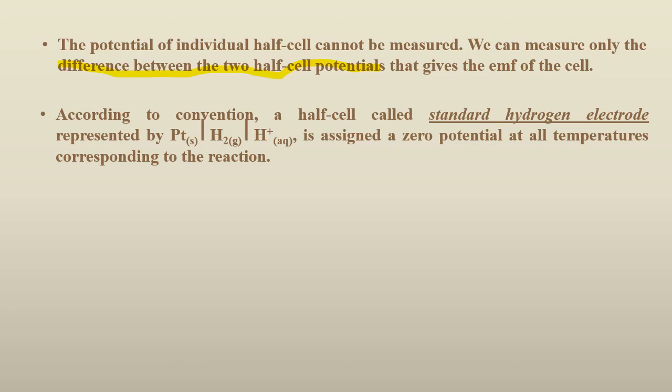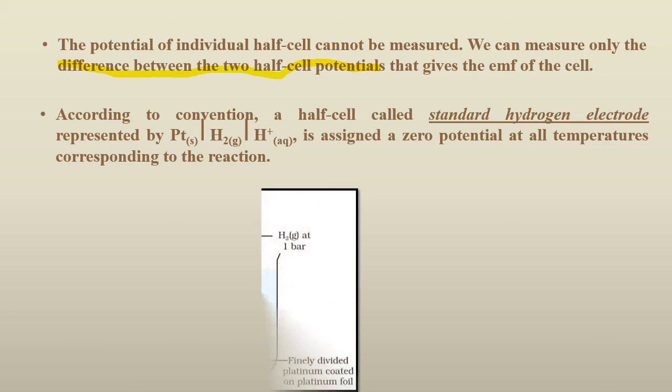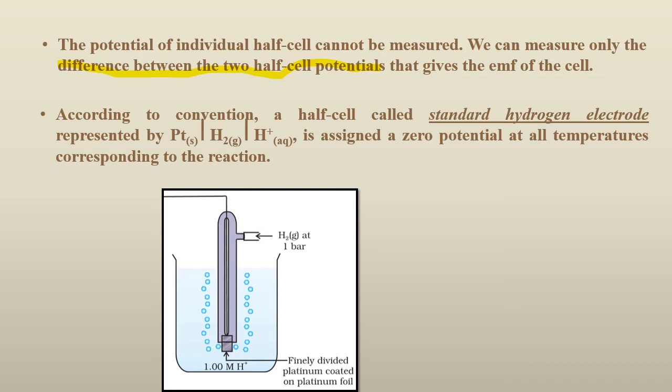So according to the convention, a half cell called standard hydrogen electrode is represented by platinum solid. Now why are we taking platinum? Because it is the least reactive metal, as a reference with respect to hydrogen. Why is hydrogen taken? Because the oxidation or reduction cell potential of hydrogen is 0 at all temperatures corresponding to the reaction. That is the reason why it is taken as a standard reference electrode.